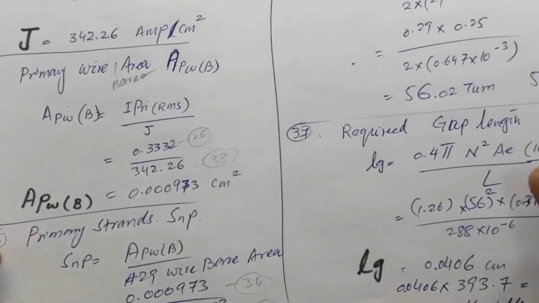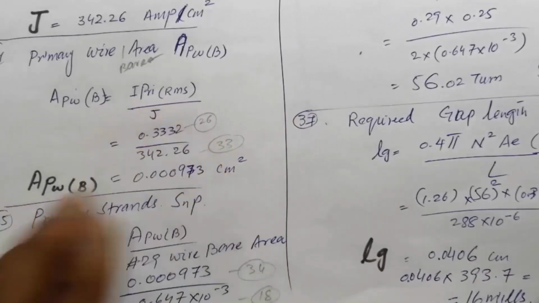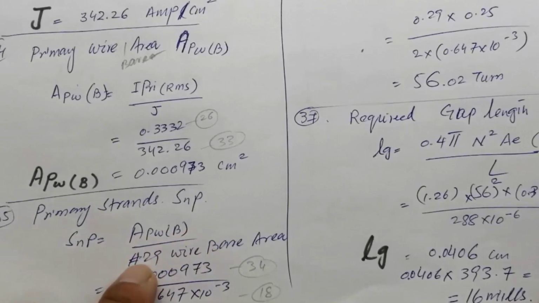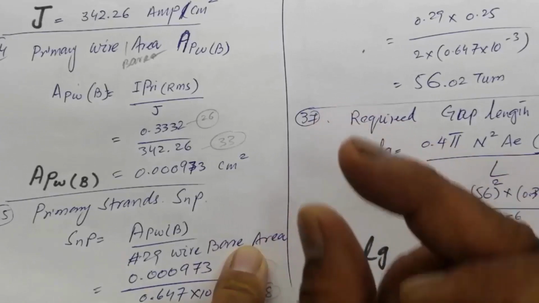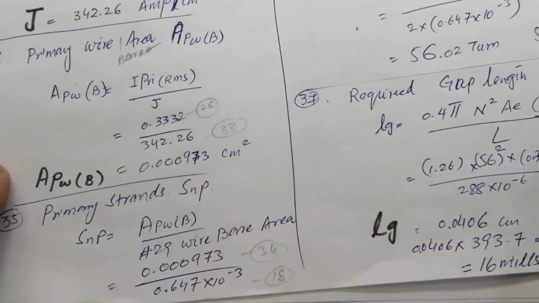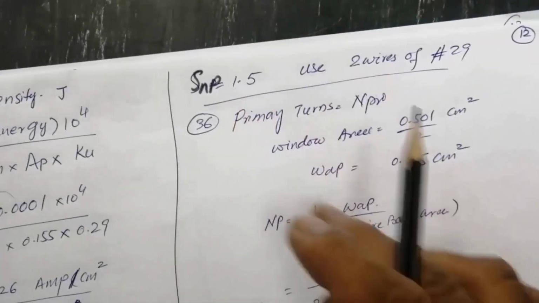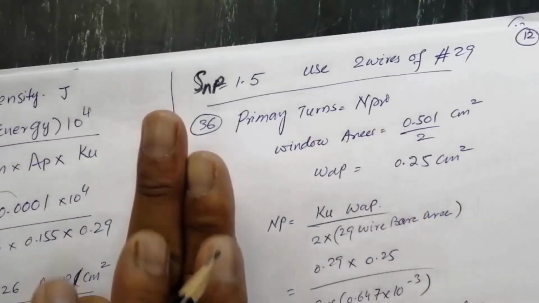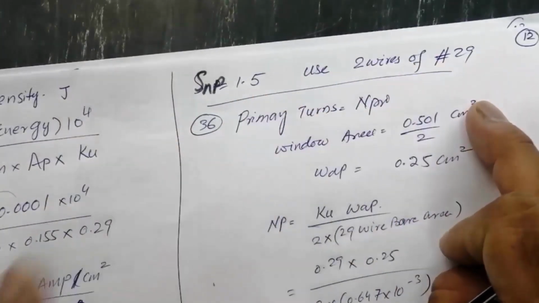Now we can calculate the number of strands, the number of wire pieces to wind the primary. So primary bare area divided by the 29 number wire gauge bare area. This is the thickness of the wire. Our required range is this and our wire size is this. So it will become 1.5 pieces in parallel. We cannot put 1.5 pieces here, so we will use 2 wires of 29 number gauge for winding.